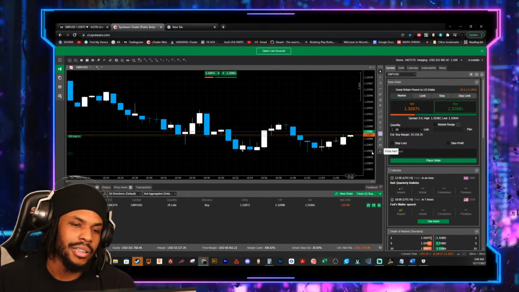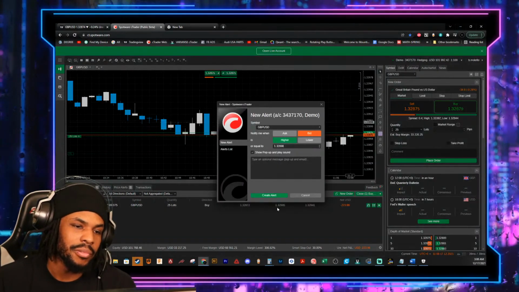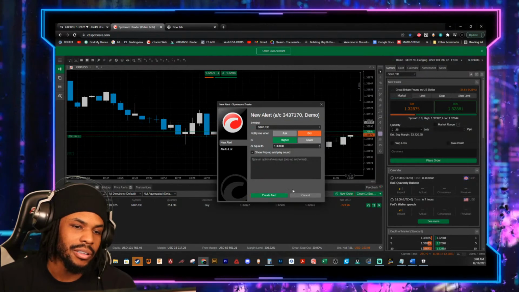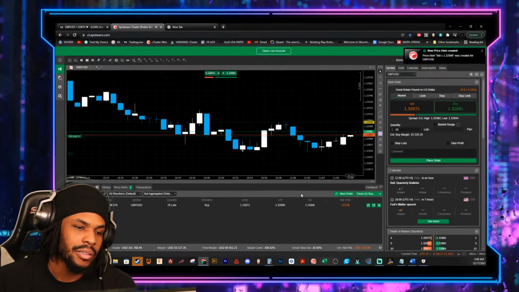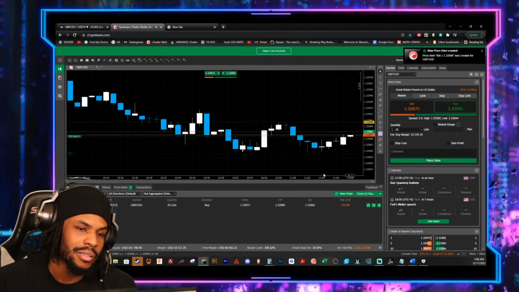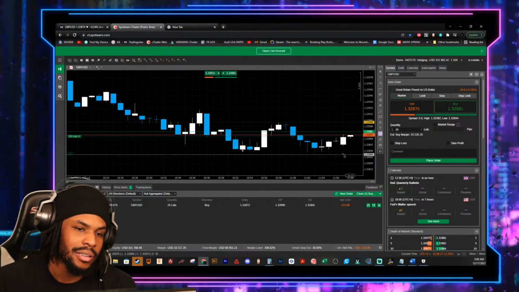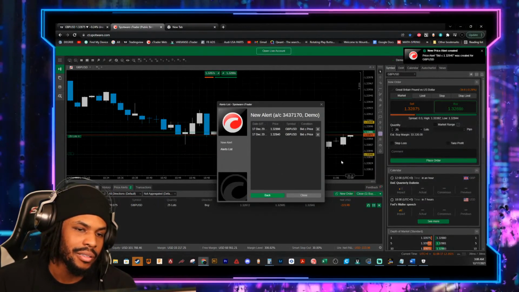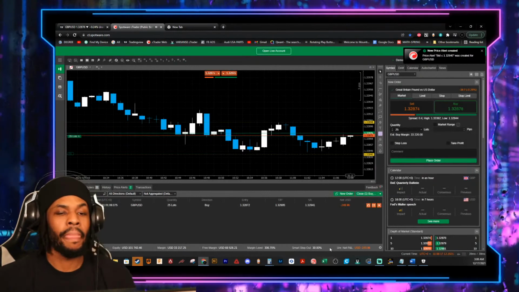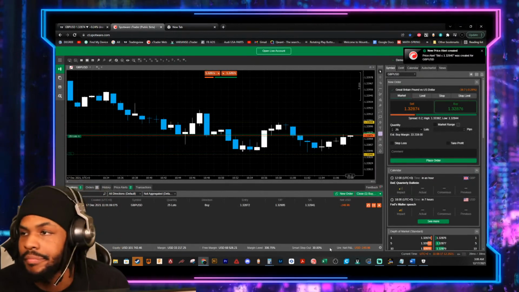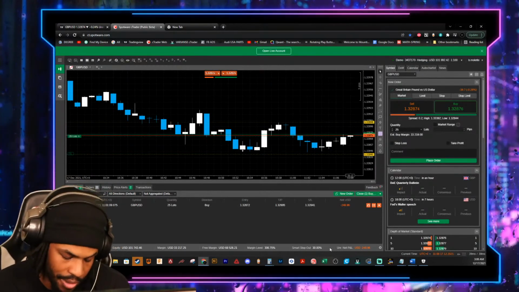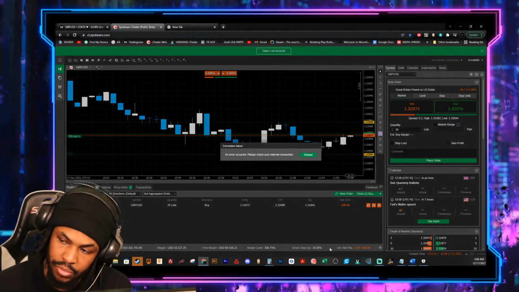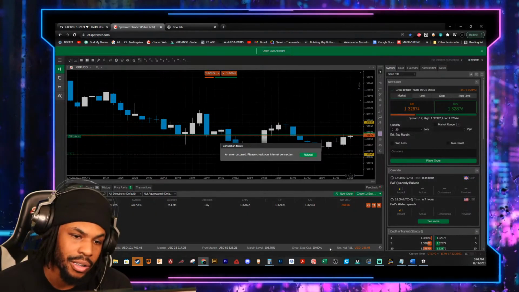If you get anxious looking at the chart, just set alerts for where you want to move your stop loss and everything. So boom, alert there, alert here, and just look away, because price is going to hit one or the other.